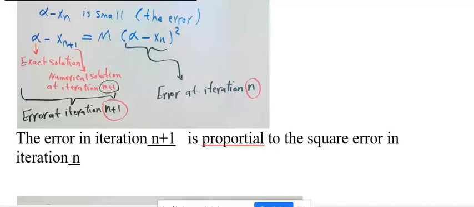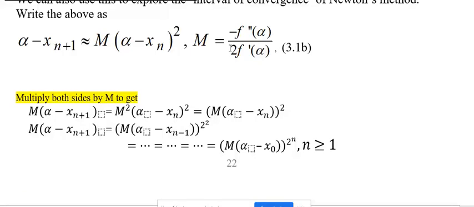So if we start solving the problem with a point near the root, then we shall obtain the result in a few iterations. Let's see an example of this formula. So we just must remember this formula: alpha minus xn plus 1 equal m multiplied by alpha minus xn all squared, and the value of m is minus f double dash of alpha over 2 f dash of alpha.